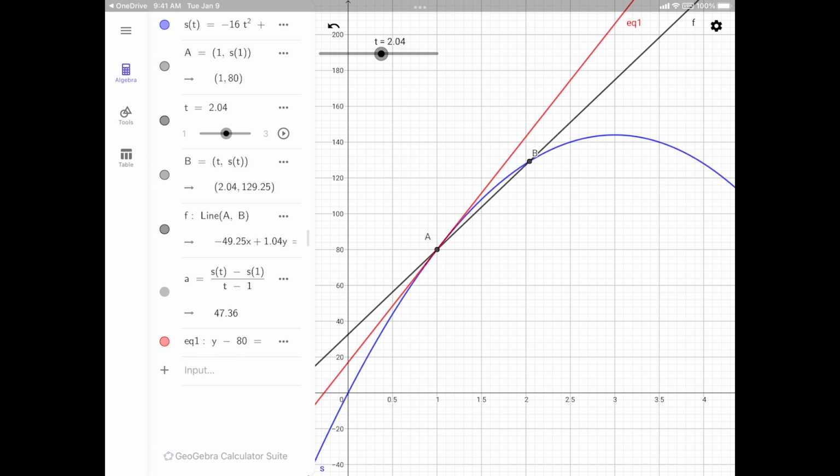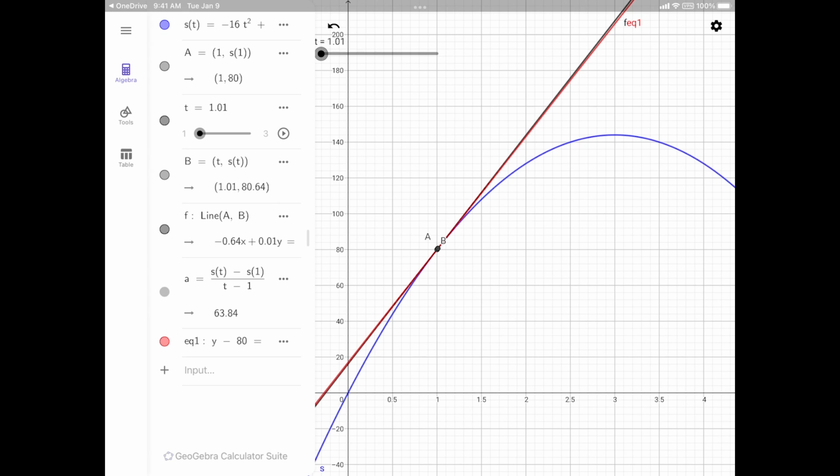And the closer t gets to 1, a is going to approach some value. Note that when t exactly equals 1, then a is undefined, because that would mean a equals s of 1 minus s of 1, which is 0, divided by 1 minus 1, which is 0. You cannot divide by 0. So a is undefined. You can't just plug in t equals 1. But if you make t close enough, you can get some sort of approximation.